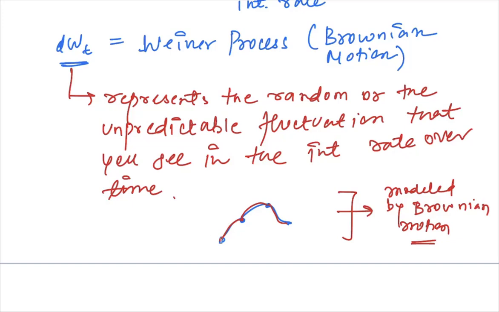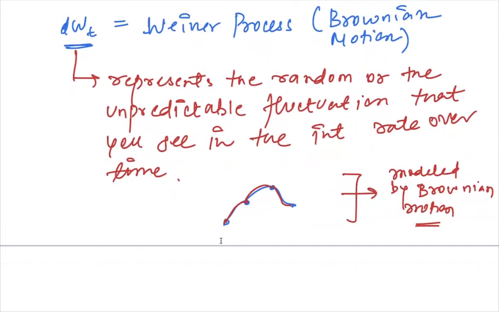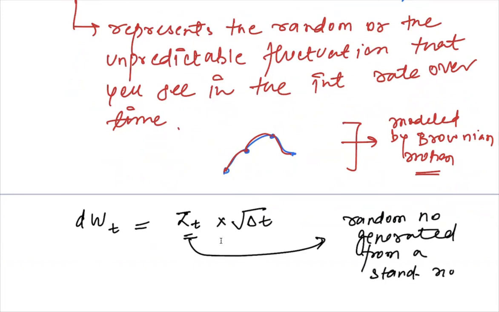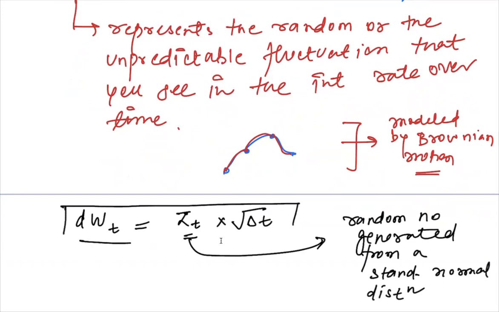So now you might be thinking, what is the DWT? The formula of DWT is nothing but ZT times square root of delta T, where ZT is a random number generated from a standard normal distribution. I'll also showcase how this works. But as of now, I just want you to understand that DWT represents the randomness, the unpredictable fluctuation that you see in the interest rates.